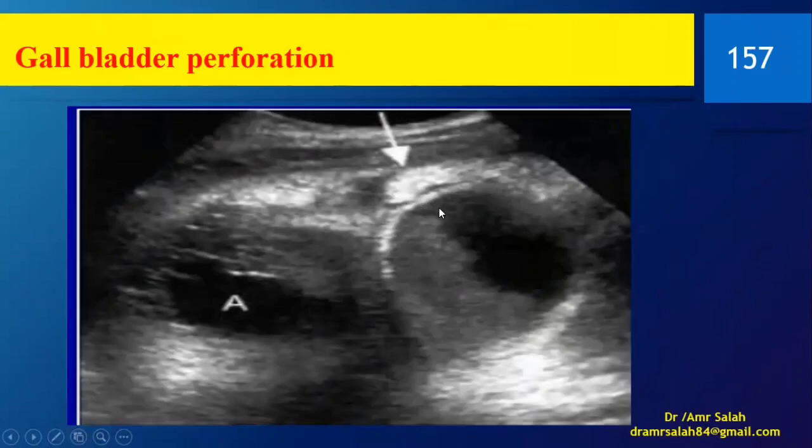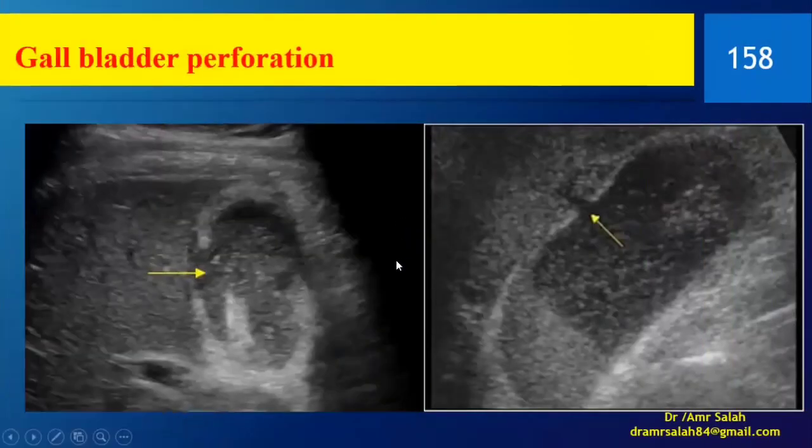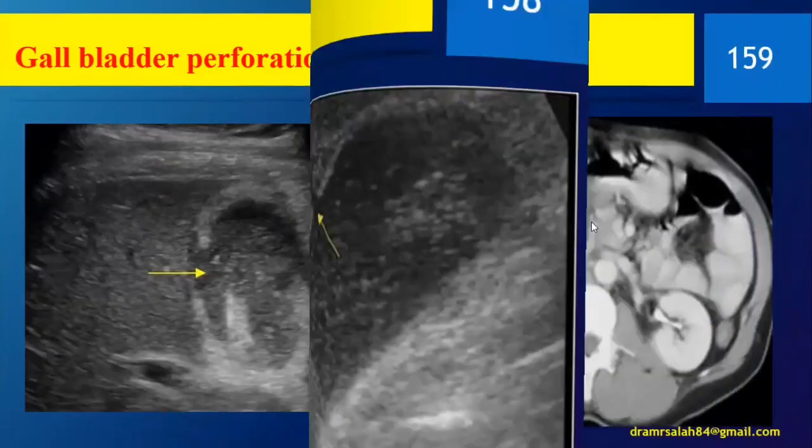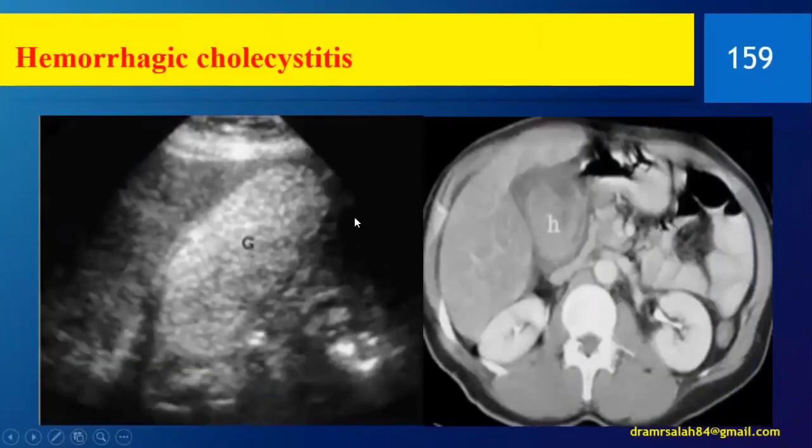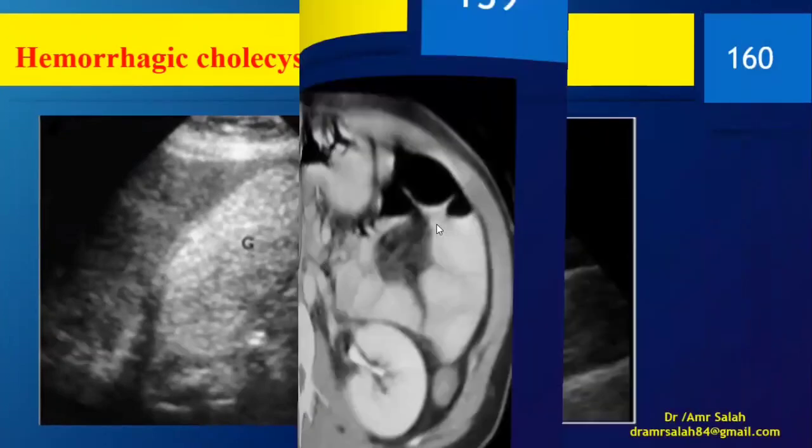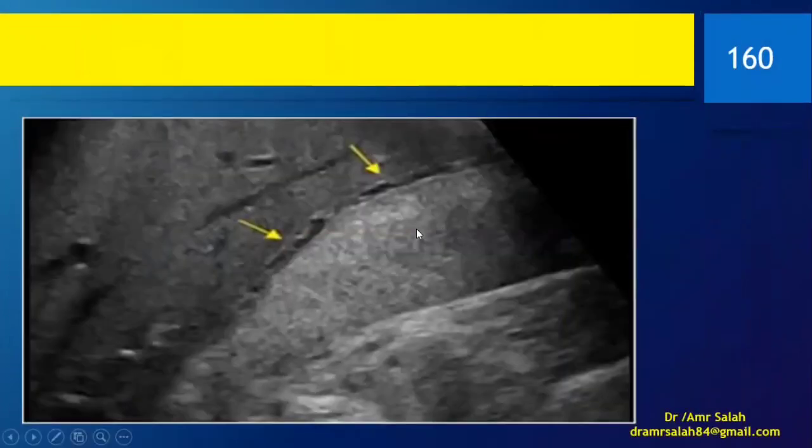We have perforation in the gallbladder. There is abscess, perforation, and of course there would be fluid around it, as in the previous picture there was an abscess. Look at this perforation. This is the perforation. This is the complication. Here there is the hemorrhagic cholecystitis in the trauma cases.